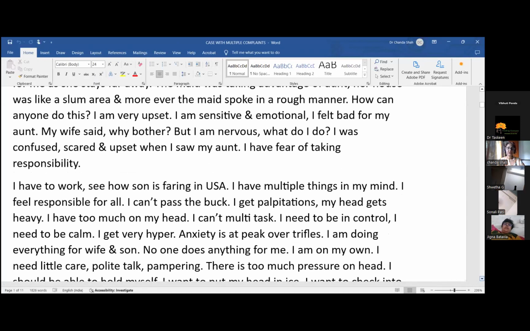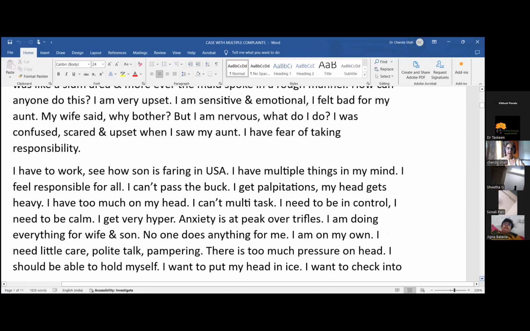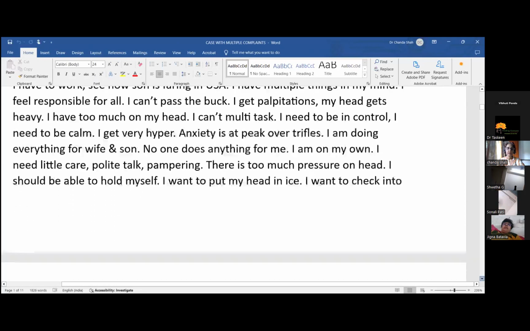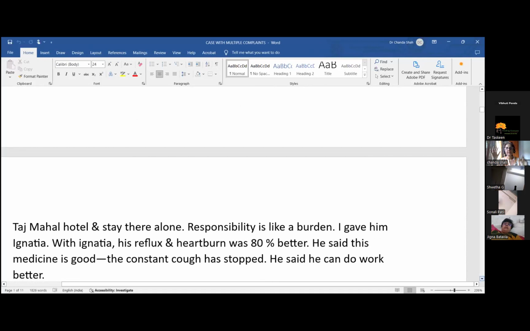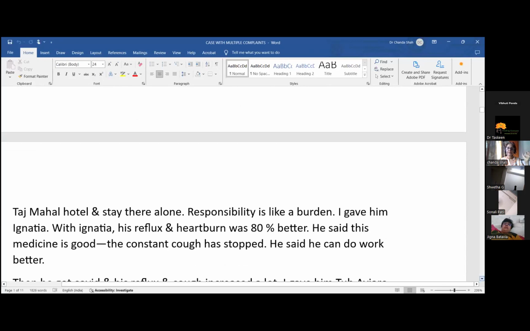I'm doing everything possible for my wife and son, but no one does anything for me. I am on my own. I need a little care, polite talk, pampering. There's too much pressure on the head. I should be able to hold myself. I'm going to put my head in ice. I want to check into the Taj Mahal Hotel and stay there alone. So again, same thing like our previous patient. He's saying responsibility is like a burden. So that time, some time back, I had given him Ignatia.